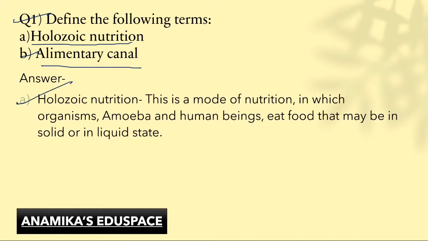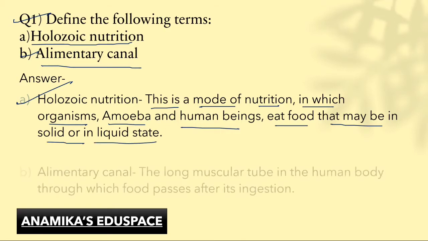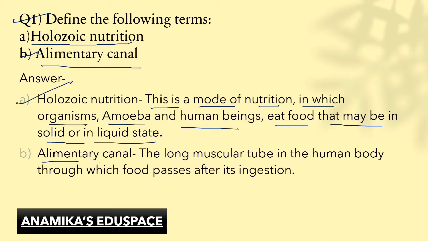Holozoic nutrition. This is a mode of nutrition in which organisms, like amoeba and human beings, eat food that may be in solid or in liquid state. B. Alimentary canal. The long muscular tube in the human body through which food passes after its ingestion is known as alimentary canal. Clear, students? Now let's move to the next question.